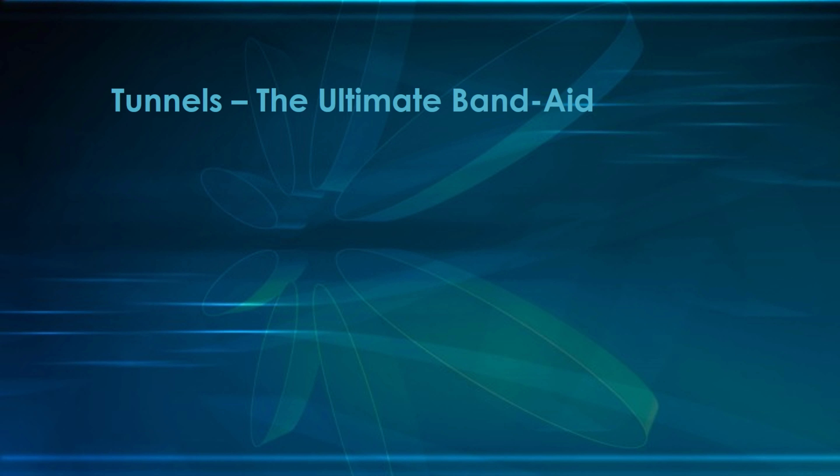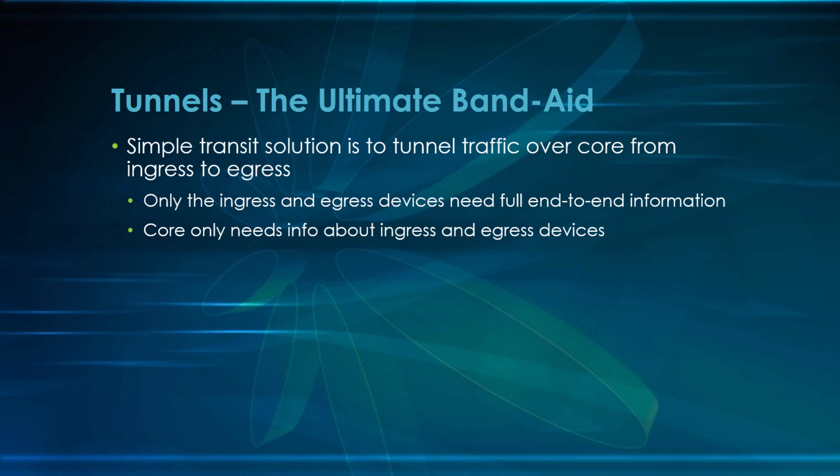There's one way to do this, and that is to tunnel traffic. A simple transit solution is to tunnel traffic over the core from ingress to egress. I could spin this up in multiple different ways. Only the ingress and egress devices need to have full end-to-end information, and the core only needs to know about the ingress and egress devices. This is where the beauty of things like MPLS comes into play: if I want, I could route traffic as it comes in the ingress PE and send it over the service provider to the egress edge, meaning the same thing, the end point I'm trying to reach, which is the egress PE, and I want to forward that.